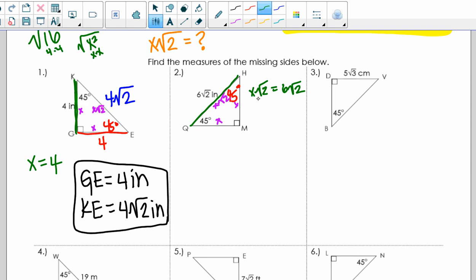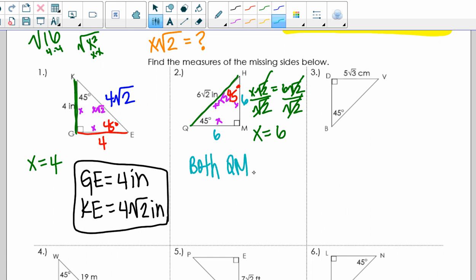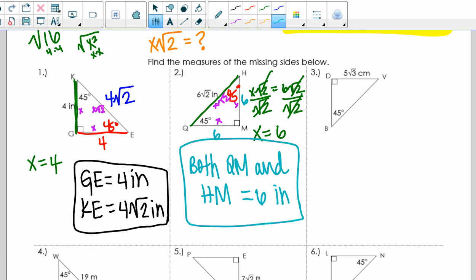In trying to solve for x, I'm going to divide by the square root of 2 on both sides so that these cancel out. So now I know x equals 6, meaning this side is x, so that is 6. This side is x, so that is 6. So both QM, which is the bottom side, and HM, which is the vertical side, equal 6 inches.